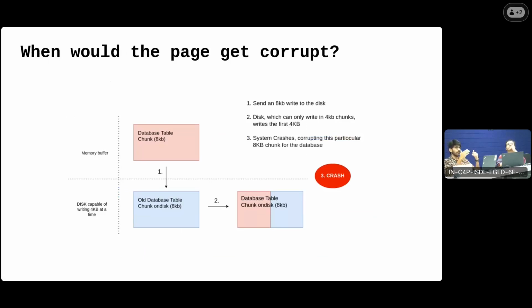So we said that when the 8 KB chunk was getting written, if we crashed in between, the page got corrupted. But why is that the case? Why did it get corrupted? So let's talk about that.